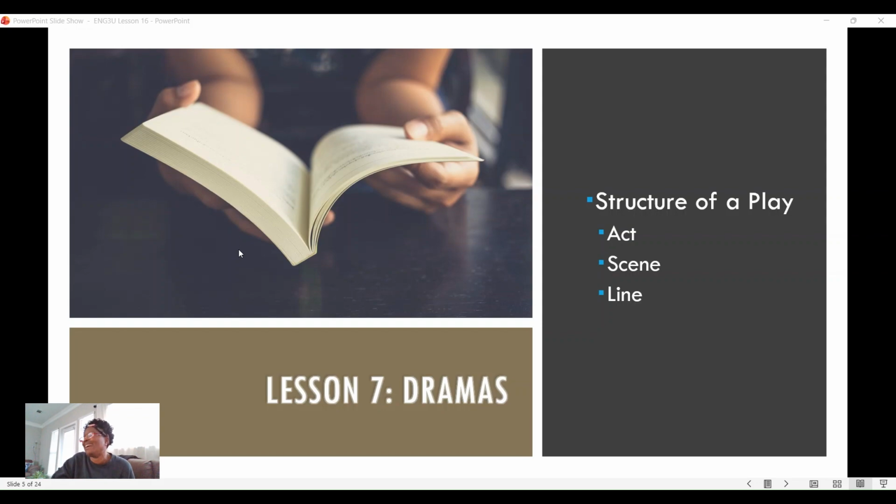If you were annotating, you could annotate the characterization. What are the characters thinking? How are they feeling? Are they sarcastic? Are they angry? How does this character feel in relation to what's going on overall?